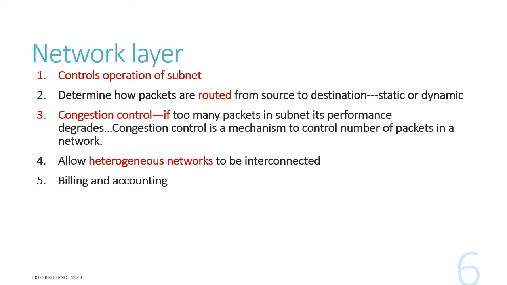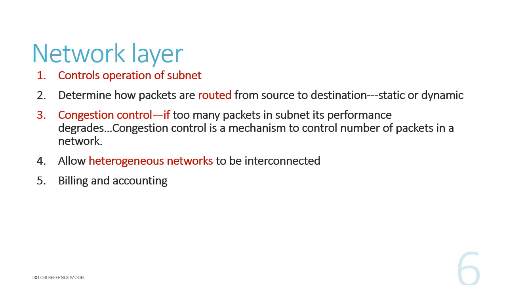Another important functionality of the network layer is congestion control. If there are too many packets in the subnet, its performance degrades. This is known as congestion, and the network layer's functionality is to control congestion. It also determines how heterogeneous networks can be interconnected. How can we connect a LAN to another LAN, or a LAN to a WAN? Billing and accounting is also a functionality of the network layer.